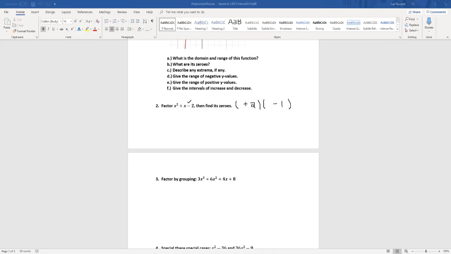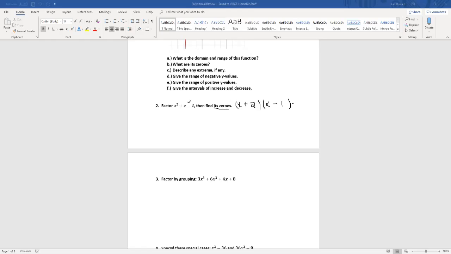And of course, I'm going to put an x here, and an x here. And if I FOIL this, I can see that x times x is x squared. If I do the outside and the inside, I get plus x. And then finally, positive 2 times negative 1 is negative 2. So this is factored correctly, but we also need to locate the zeros.